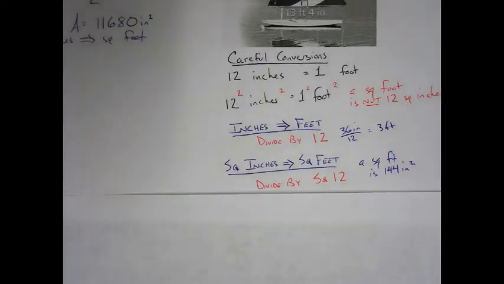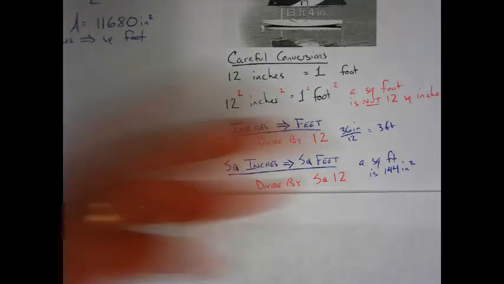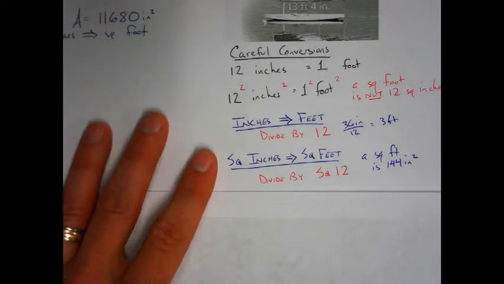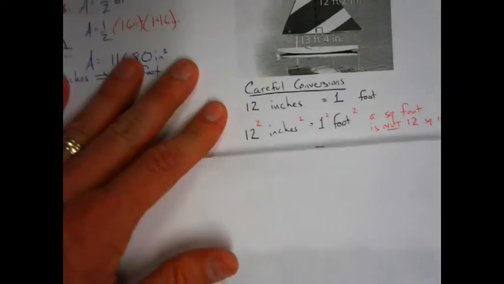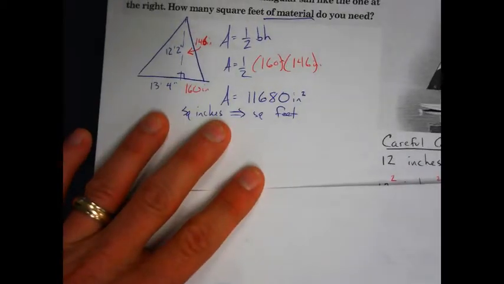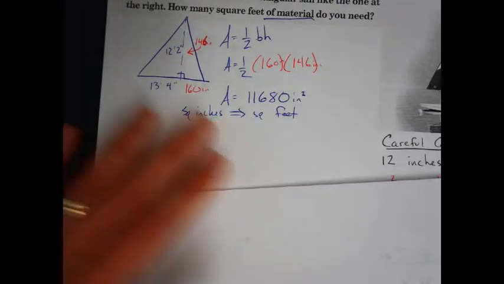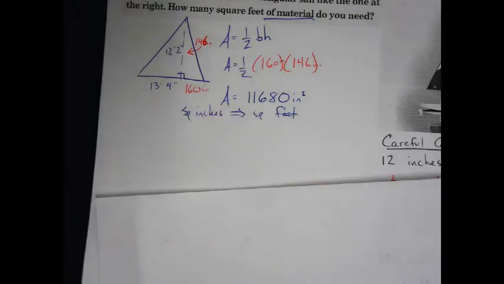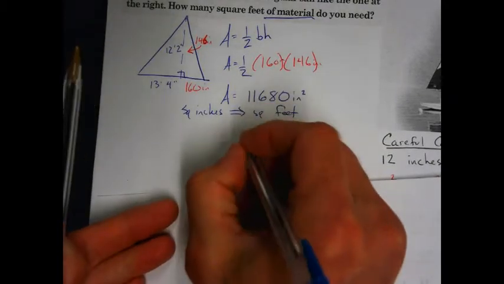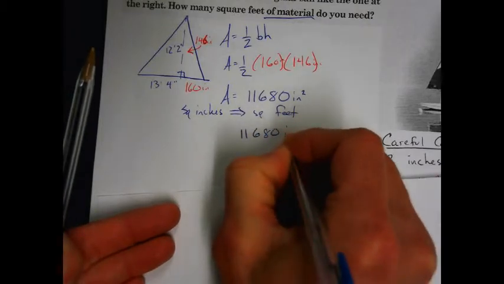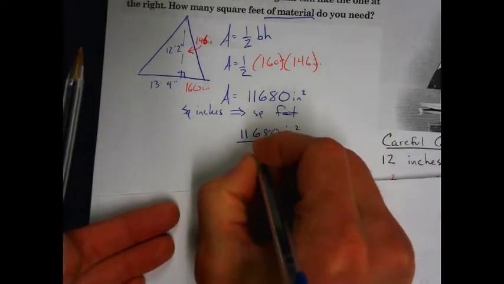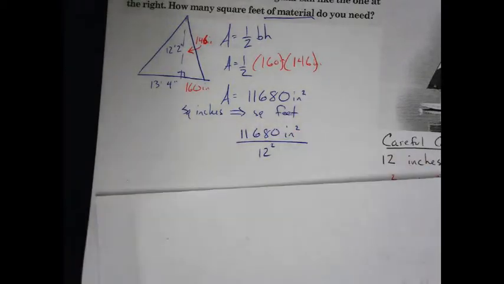That's important to remember. So we have to understand that. If that was confusing, let's go back, slow it down, hit pause, do some more examples for yourself, and you'll see in a little bit. Anyhow, back to the problem. If we have 11,680 inches squared, what then will be the answer in square feet? Well, if we're going from inches squared to feet squared, we have to divide by square 12. So let's do that. So if we're going to have 11,680 inches squared, we're going to divide by 12 squared. That will give us the number of square feet.